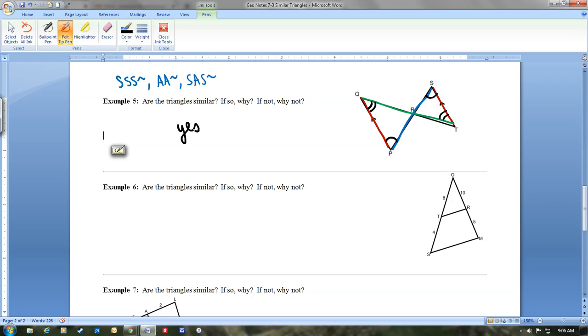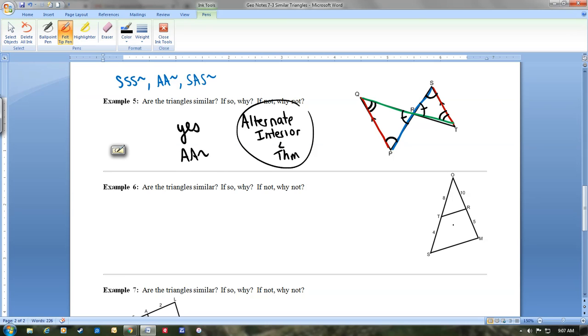So yes, the triangles are similar by angle-angle similarity, and we use the alternate interior angle theorem to show this. You could have also included the vertical angles. So you could have also written down vertical angle theorem, and you could have also said angle angle similarity. Number 6, are the triangles similar?